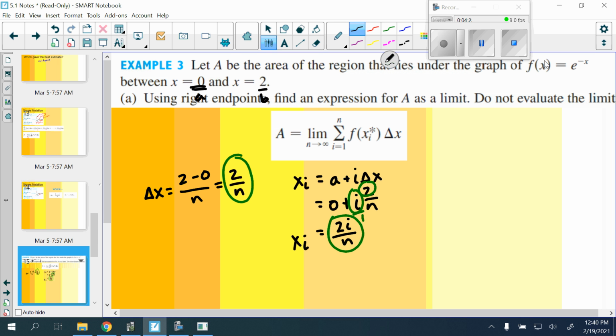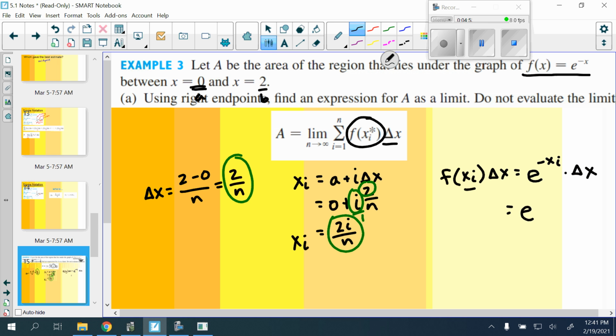Okay, and then the last thing we're going to find out is what is f of x of I times our change in x here. So that's what we see there. So let's plug in what we got now. Our function f in this problem is e to the negative x. So this is going to be e to the negative x of I, because that's what we see here, times our change in x. So what does that end up being here?